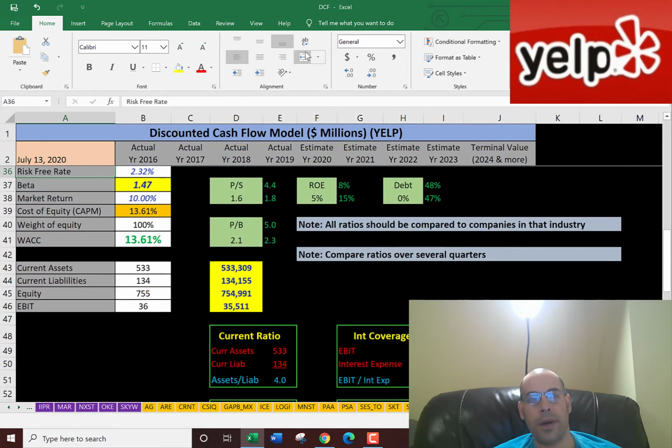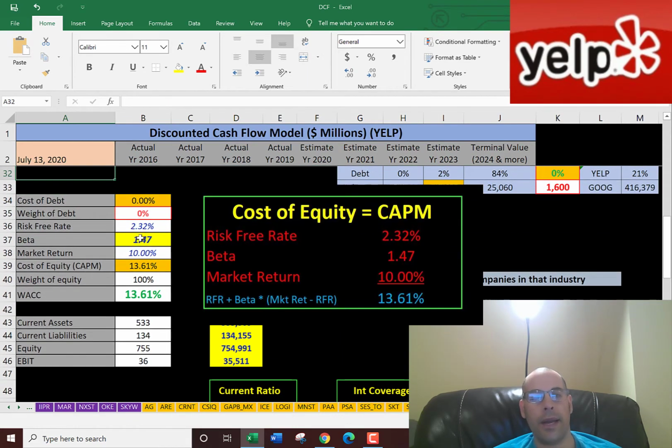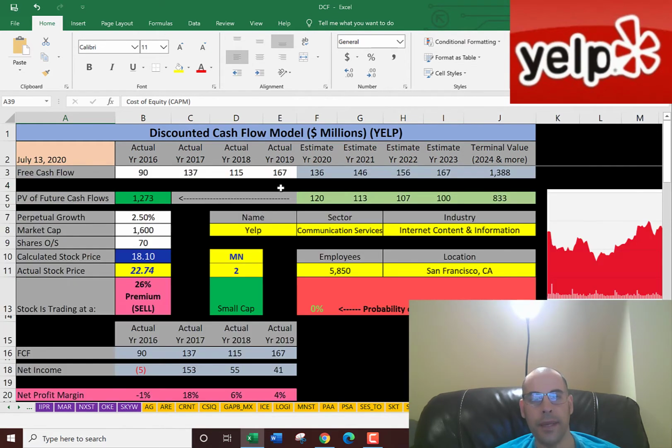Let's look at the capital structure. So the cost of equity is 13.61%. And we use the capital asset pricing model to figure that out. And that's the discount rate we're going to apply to the future cash flows. So we estimated 4 years of future free cash flows. We also estimated a terminal value, which is all years past year 4. We discounted those numbers back to today using the weighted average cost of capital.